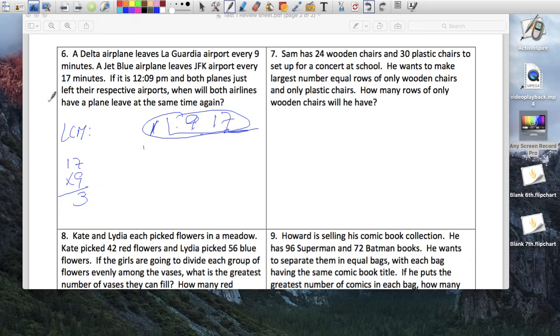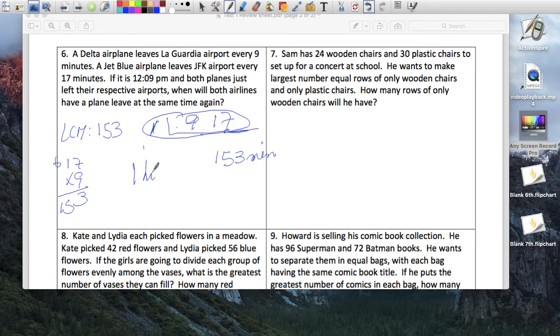3, carry the 6, right? 9 times 15. 153 minutes later, an airplane from Delta will leave LaGuardia, and an airplane for JFK, from JetBlue will leave JFK at exactly the same time. So what's 153 minutes? Well, let's change that to hours.